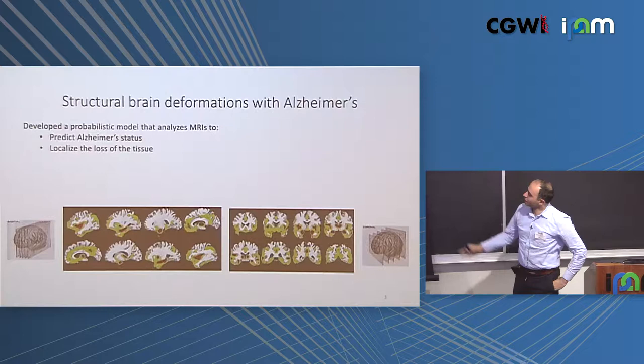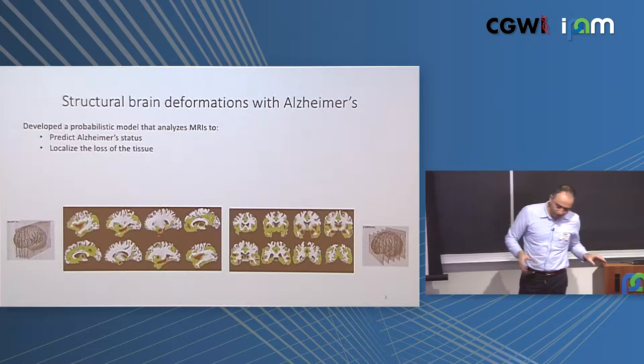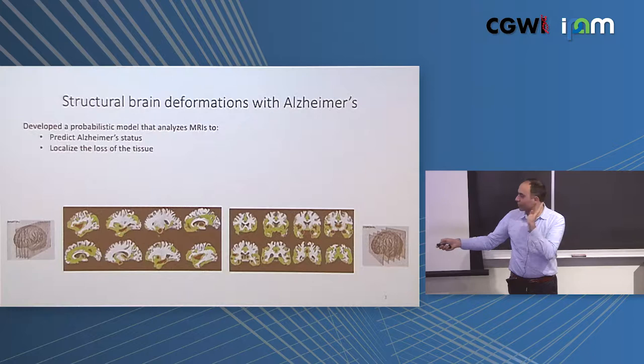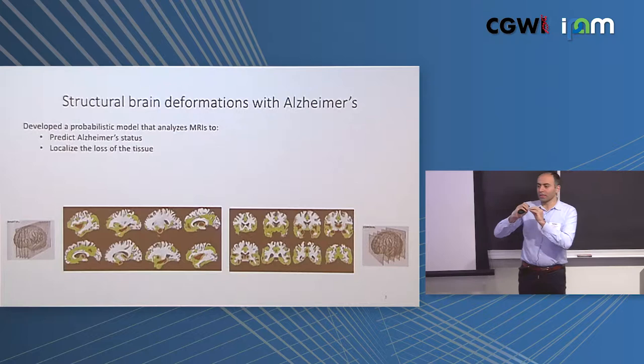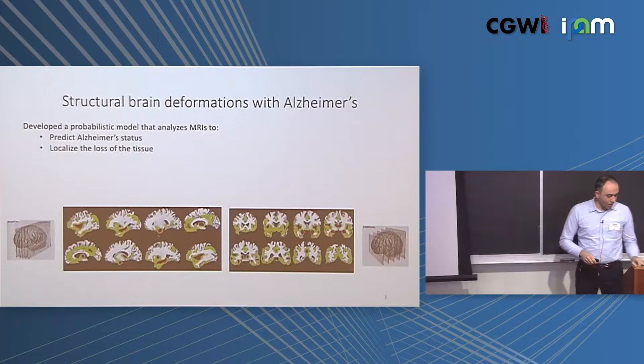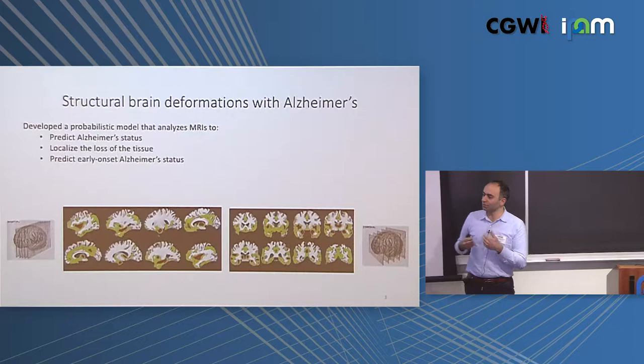Here I'm showing you a brain; on the background, you see the area of the brain. This is basically a bunch of cuts. It is the same brain, but I'm showing you different cuts, and the color represents areas of the brain that lose tissue. This is the same brain again, except that I'm using different slices to visualize this loss of tissue. Also, we can predict the early onset of Alzheimer's disease a few years before, in a state called mild cognitive impairment, or MCI.